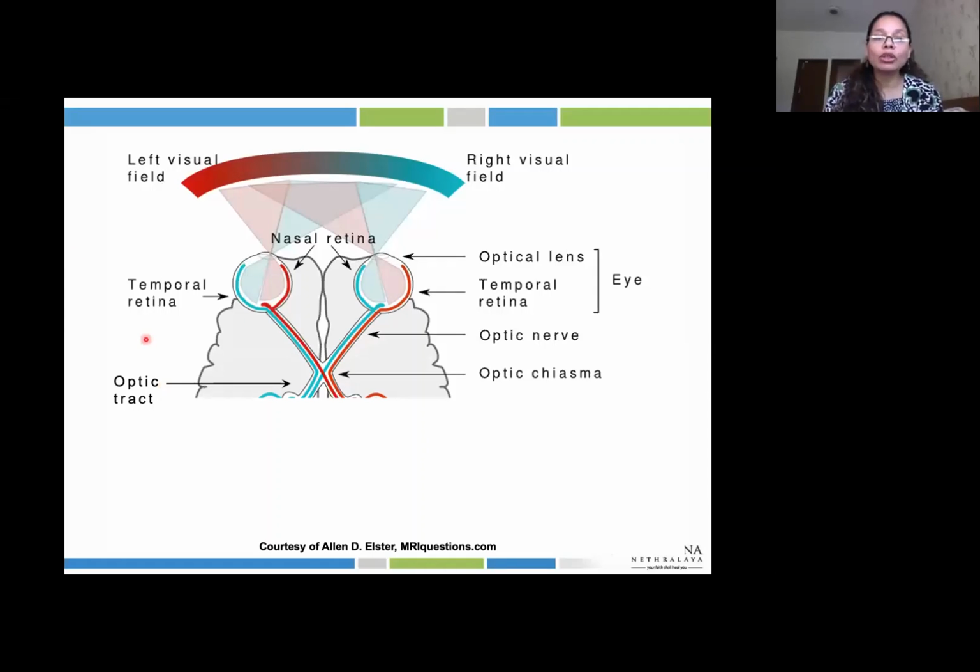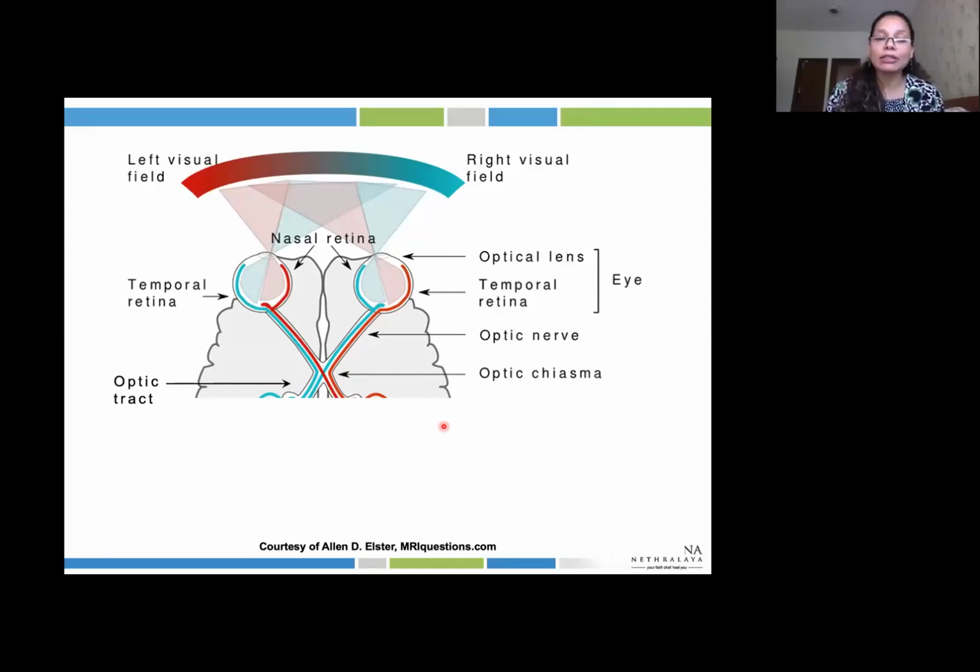Now, as you will note here, the temporal retinal fibers move along and form the left tract from the left side. Similarly, the right temporal retina will move along the right optic nerve and do not decussate at the chiasma. The nasal retinal fibers are the ones that cross at the chiasma, and this is very important because that is to some extent related to the findings that come in the neurological visual fields.